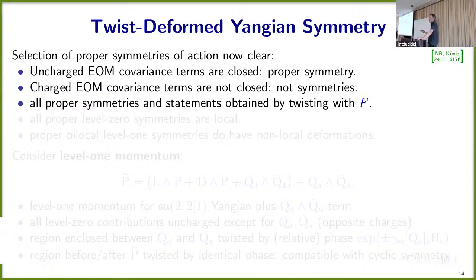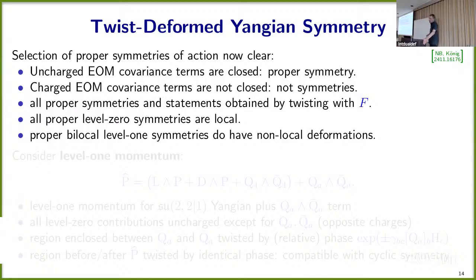So if you take a symmetry that has a charge outside the subalgebra, then the covariance statement will not be closed because you cannot derive it through this twisting procedure, and thus it's not a symmetry. And that's good because it tells us that you have to restrict to the uncharged subalgebra. All proper level 0 symmetries are then local, and the bilocal symmetries, however, do have some deformations which are funny.